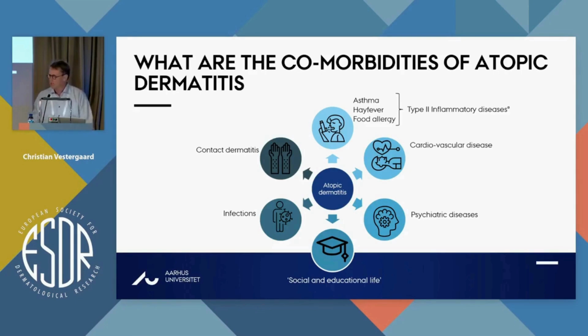Then we have psychiatric diseases. We know there's an increased risk of psychiatric diseases in this patient group, but whether it's due to the fact that they're more stigmatized, that they have less social activity, or if it's due to the ongoing inflammation is also a question that still remains to be answered. Contact dermatitis, an infection, and also, again, maybe taking it a little far, the social and educational life of these patients is also something that's affected by the disease and may be counted as a comorbidity.